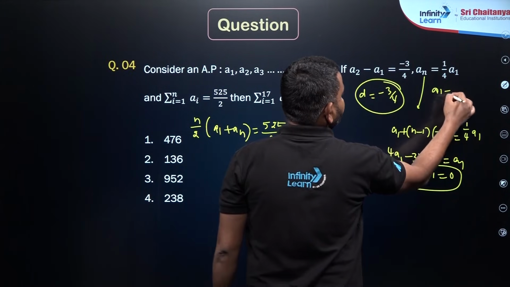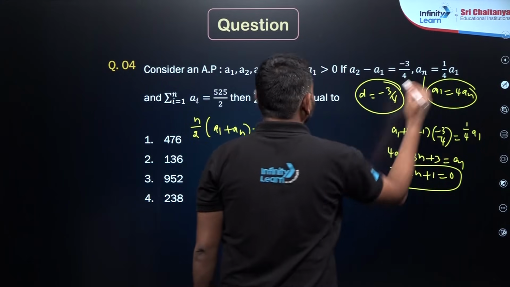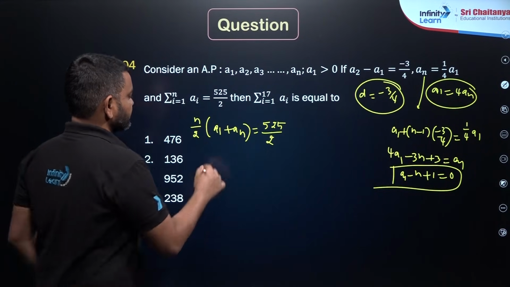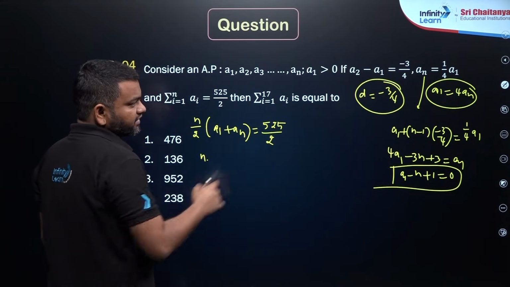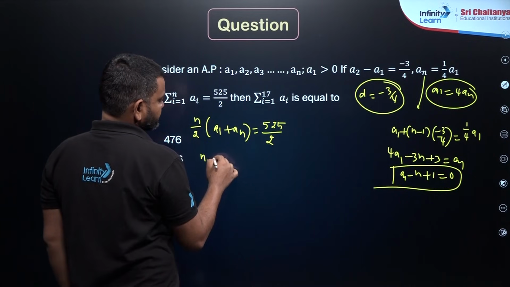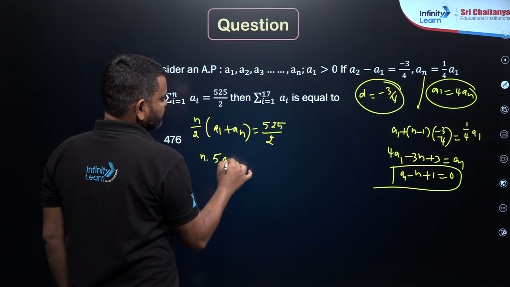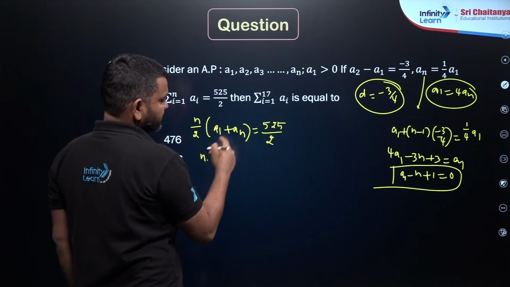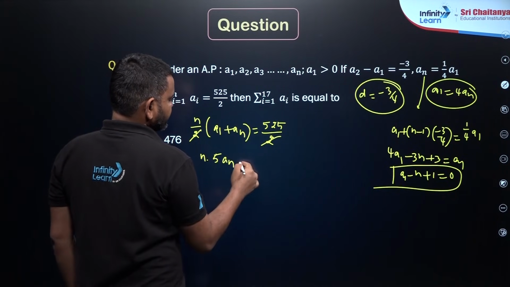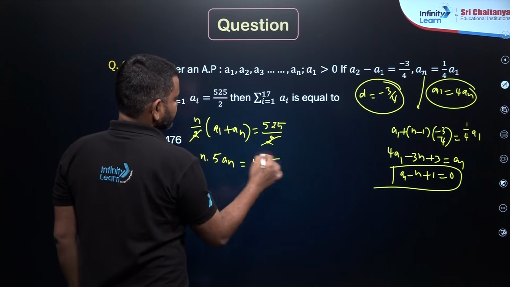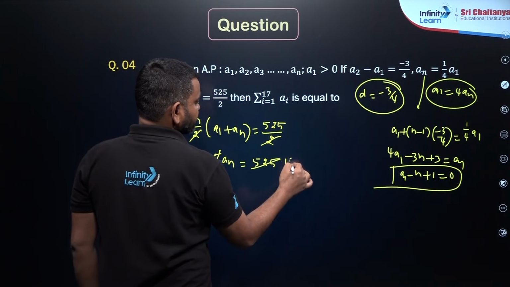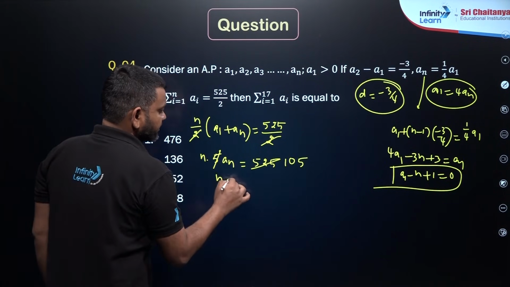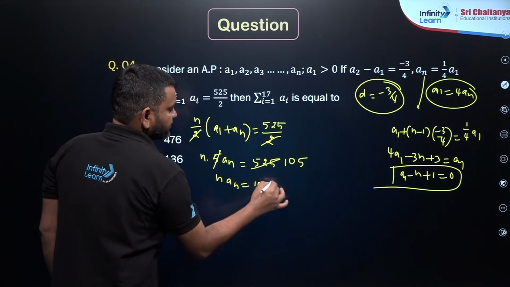From here, can we write a1 is equals to 4 times of an? So a1 is 4 times of an. So I already have n here. And if I'm using that, this is going to be 5 times of an, because 4an plus an and 2 is already getting cancelled. This is equals to 525. So 5 getting cancelled, 105 we are getting. So n into an is going to be 105.